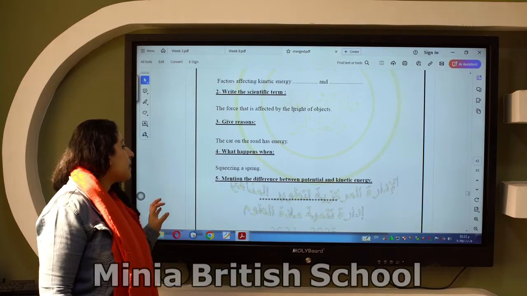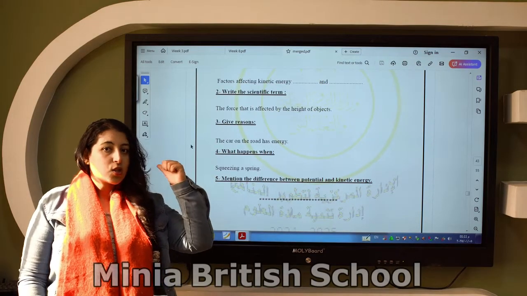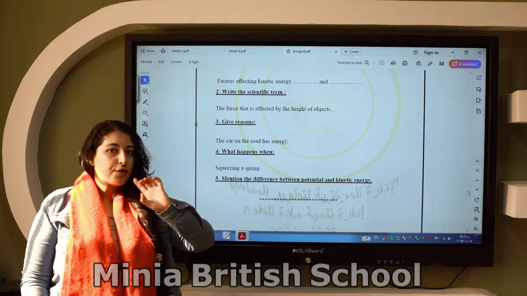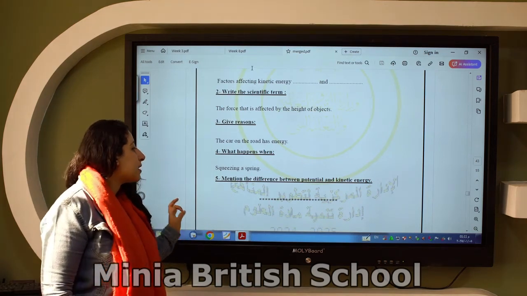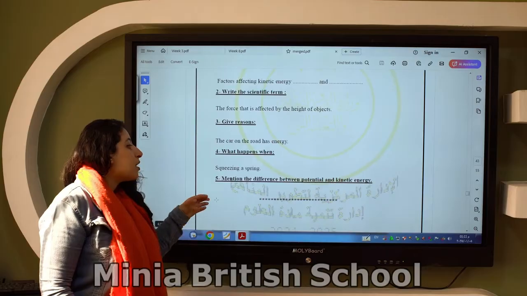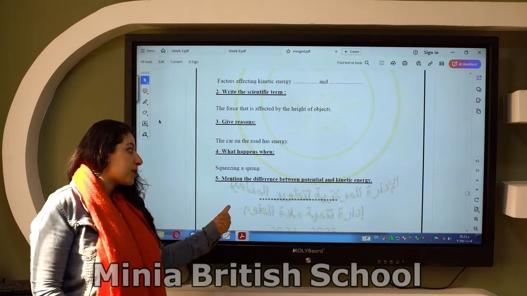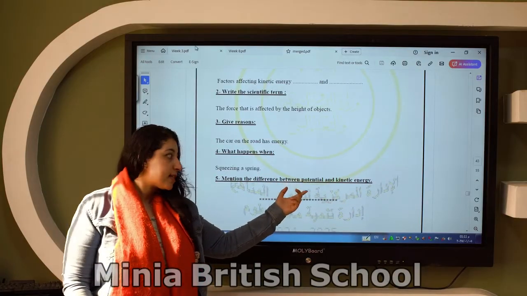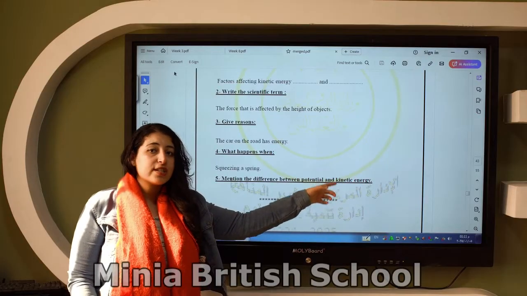What happened when squeezing a spring? The kinetic energy changes into potential energy, not vice versa. Mention the difference between the potential and the kinetic energy. You have to make a comparison as we did in the class. According to definitions, potential energy is the energy stored in a static object. Kinetic energy is the energy of an object in motion state.